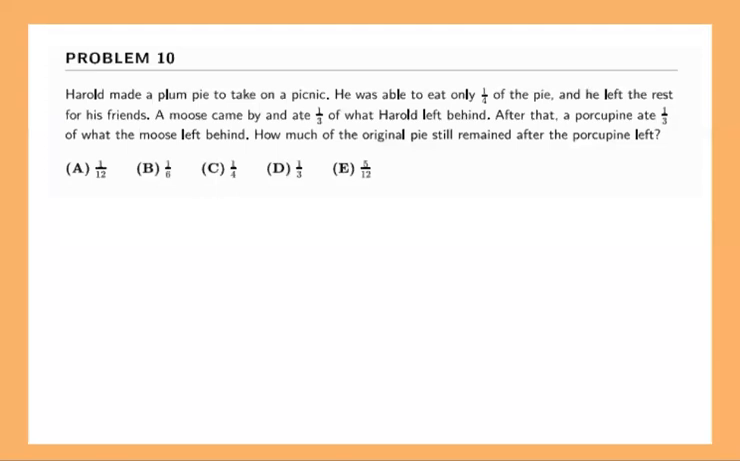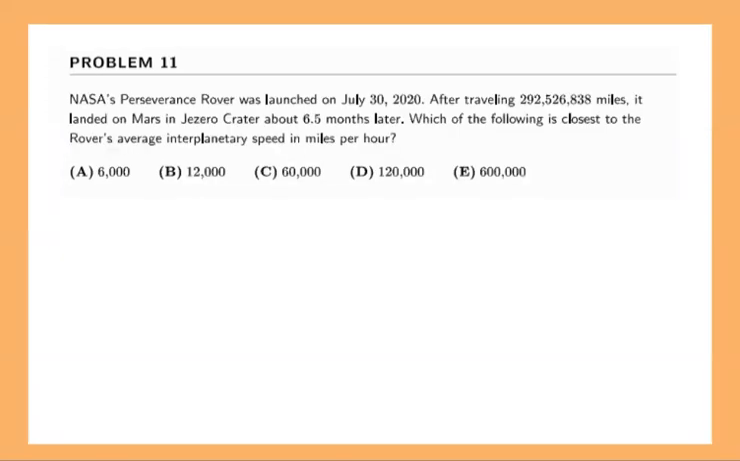So let's look at the next one. Number 11, we have an approximation basically. There's a date right here, but it doesn't give us anything to do with our problem. So we are trying to find the traveling takes this much distance, 292526838 miles, and it took about 6.5 months, right? And which of the following is closest to the average speed in miles per hour?